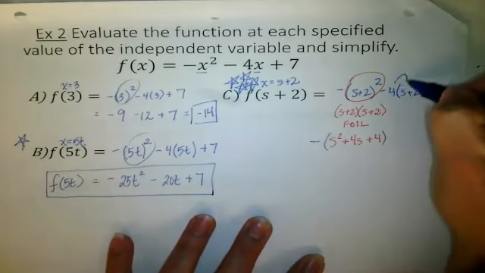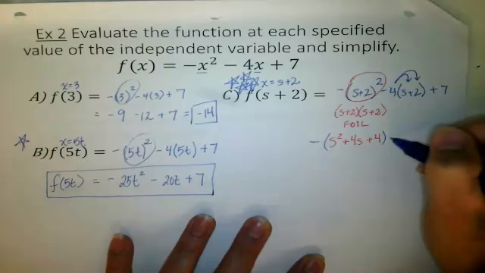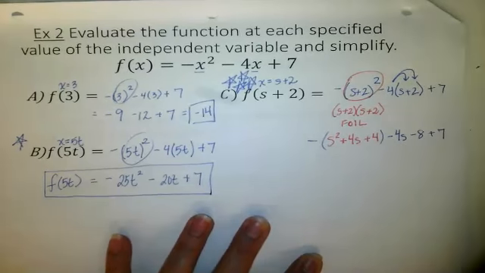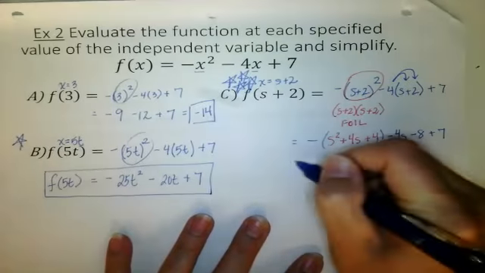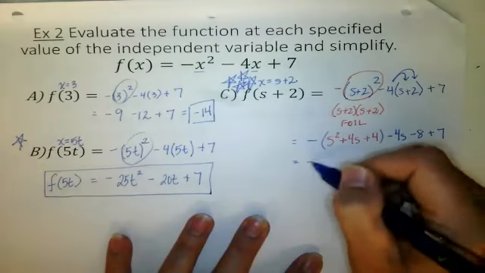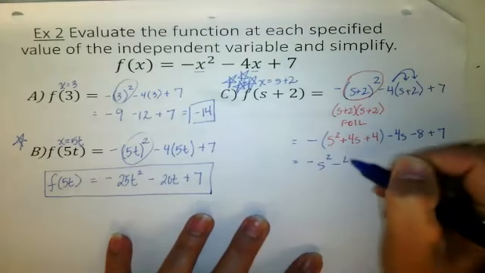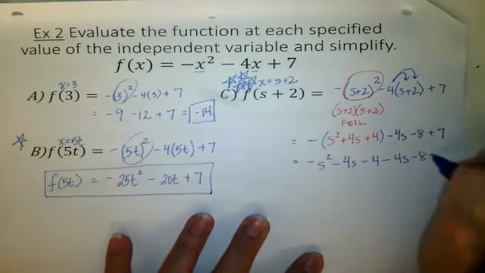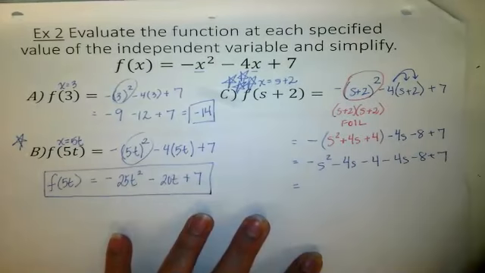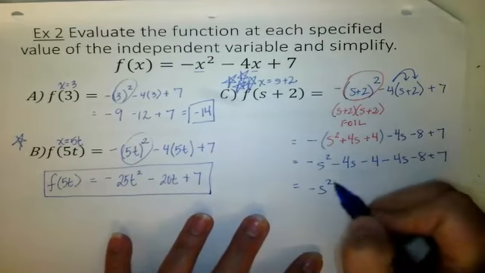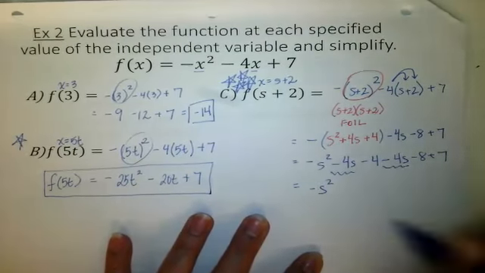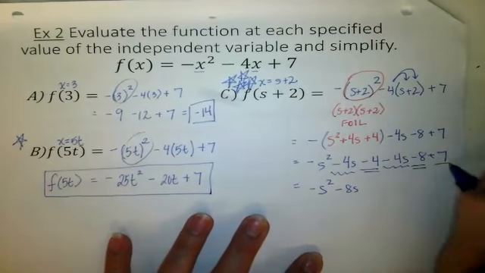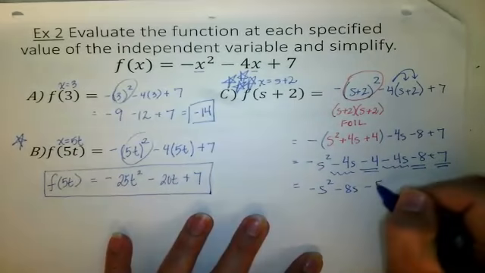I am going to go ahead and distribute my negative 4. So I have a negative 4s minus 8 plus 7. I need to distribute my negative. Negative s squared minus 4s minus 4. Minus 4s minus 8 plus 7. And then I can just combine my terms. Negative 4s and negative 4s is negative 8s. Negative 4 and negative 8 and positive 7 is negative 5.